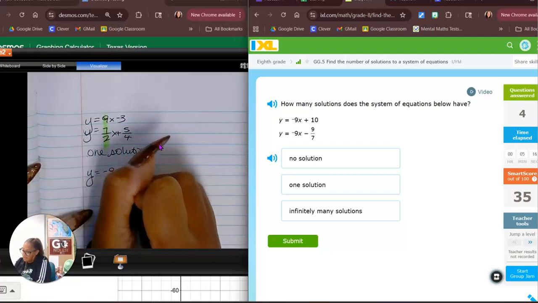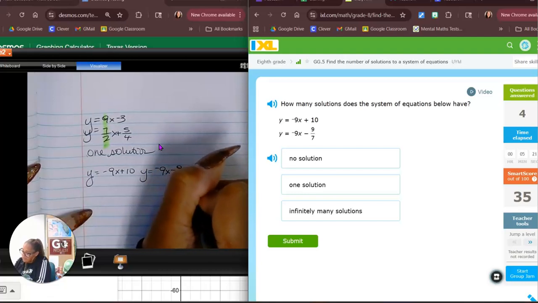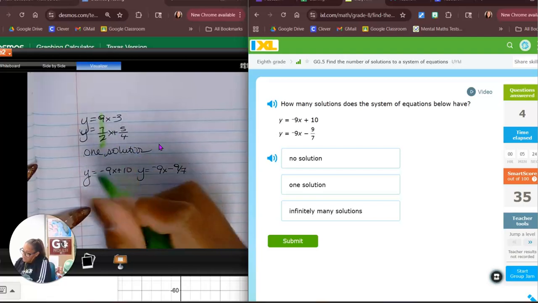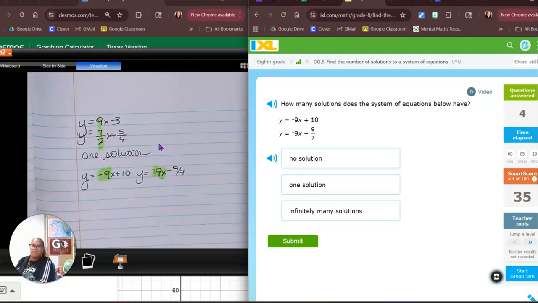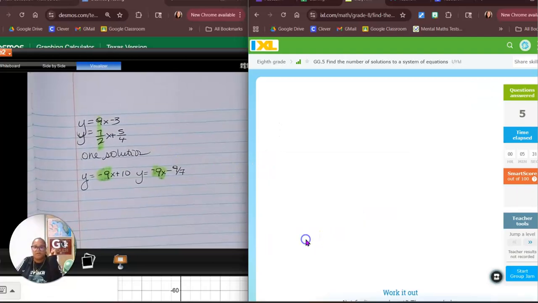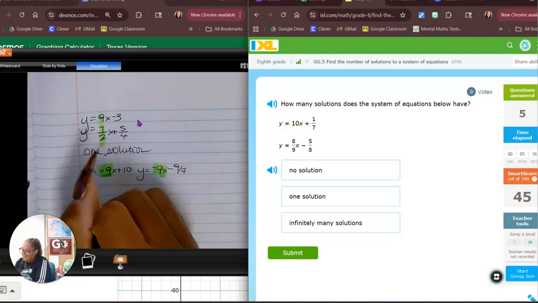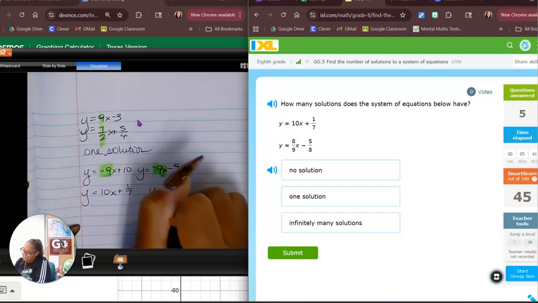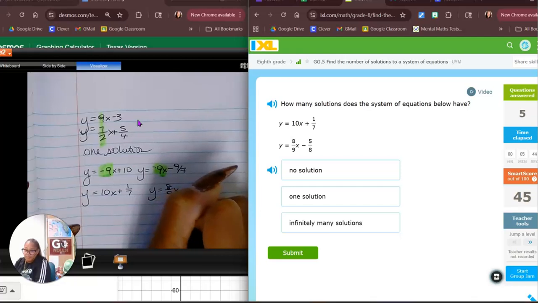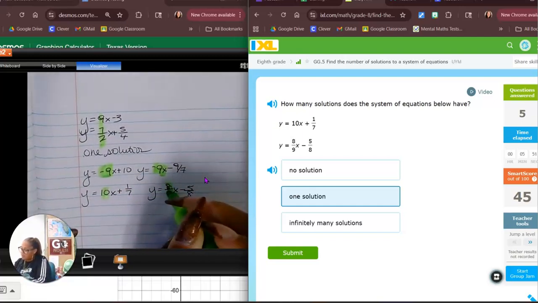All right, these are the same slope and different y-intercepts. Negative 9x plus 10 and negative 9x minus 9/7. Same. No solution. These are parallel. Fixed it. All right, looking at this, 10x and 8/9 x. Different slopes, so they're going to have one solution. And let's draw attention to those slopes.